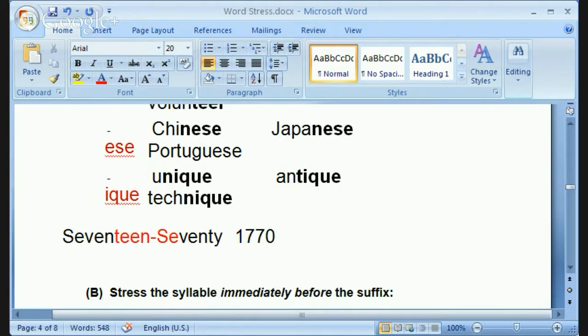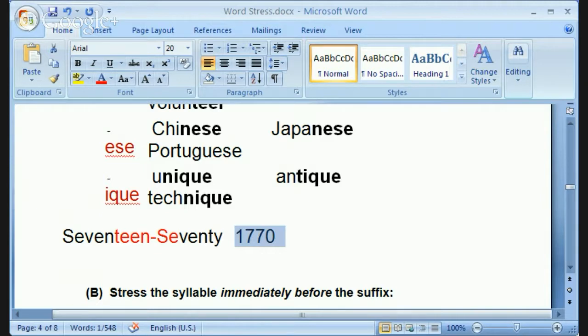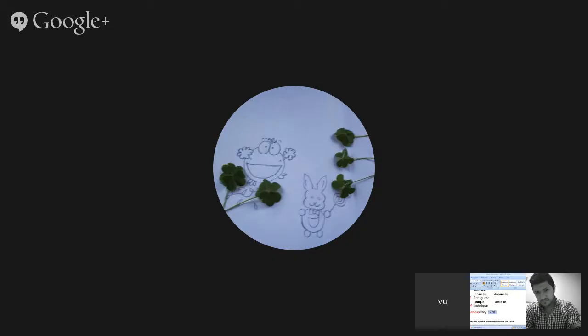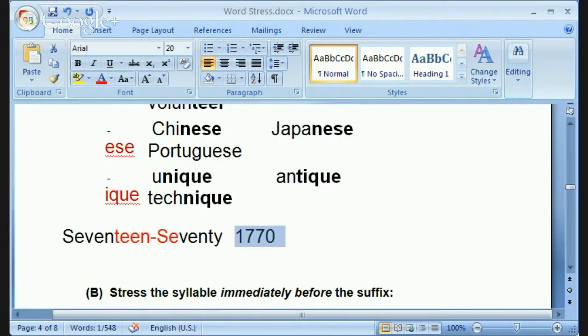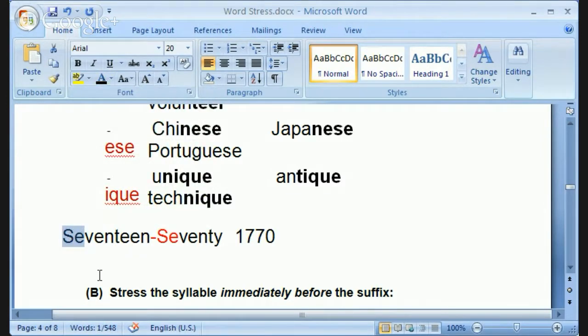Let me hear how you guys do it. Irving, how would you say this date? 1770. That's pretty good. That's very good. Vu? 1770. Okay. Notice both of you did this. You both did a great job. You did not stress 17. You didn't go higher pitch on 17. Instead, so that you could alternate high stress with unstressed, you both did this. Maybe you don't even realize you did it, but I could hear it. Yes, exactly. That's exactly what you do.